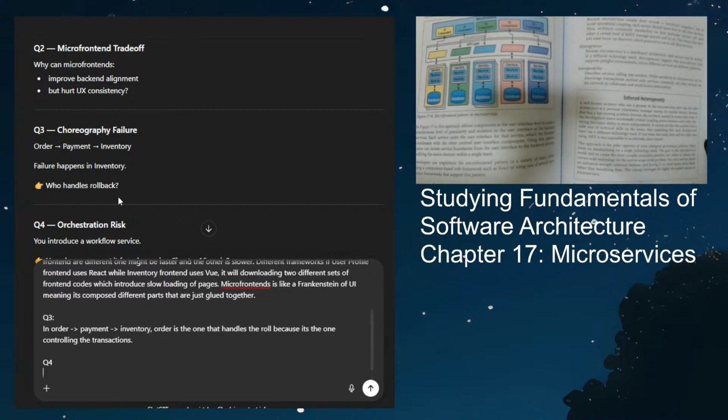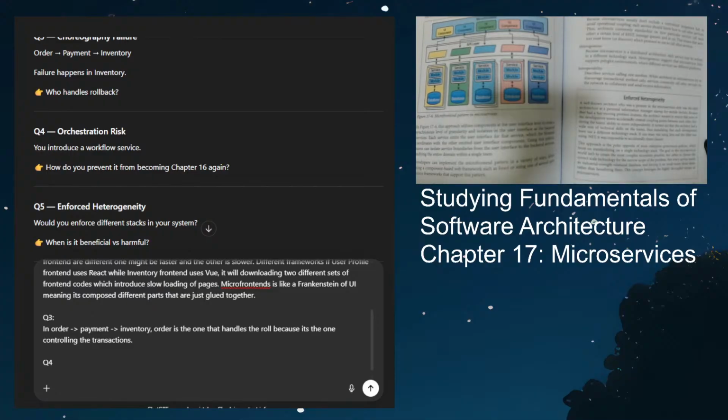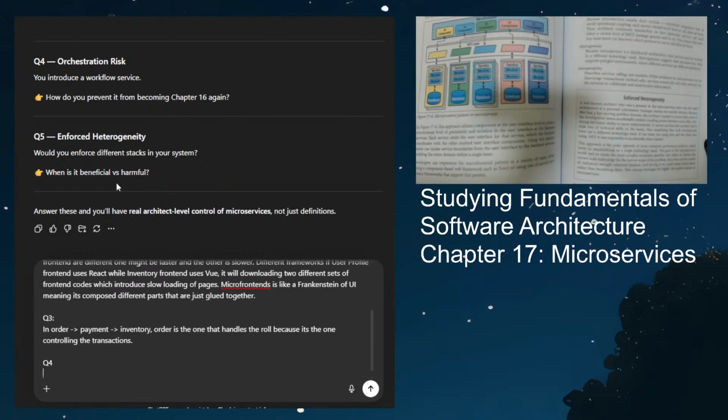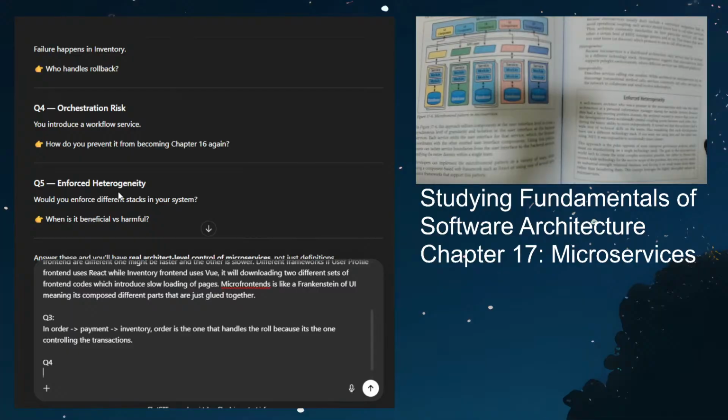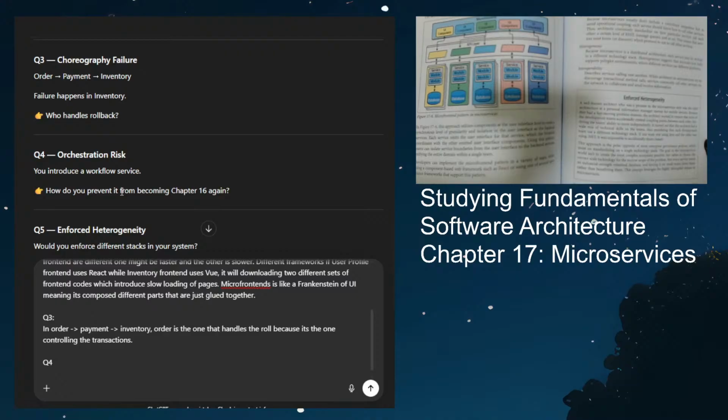Orchestration risk. You introduce a workflow service. How do you prevent it from becoming chapter 16 again? Okay, service-oriented architecture. Okay, so I think it's more on minimal. Oh shit, medyo mahirap ka.